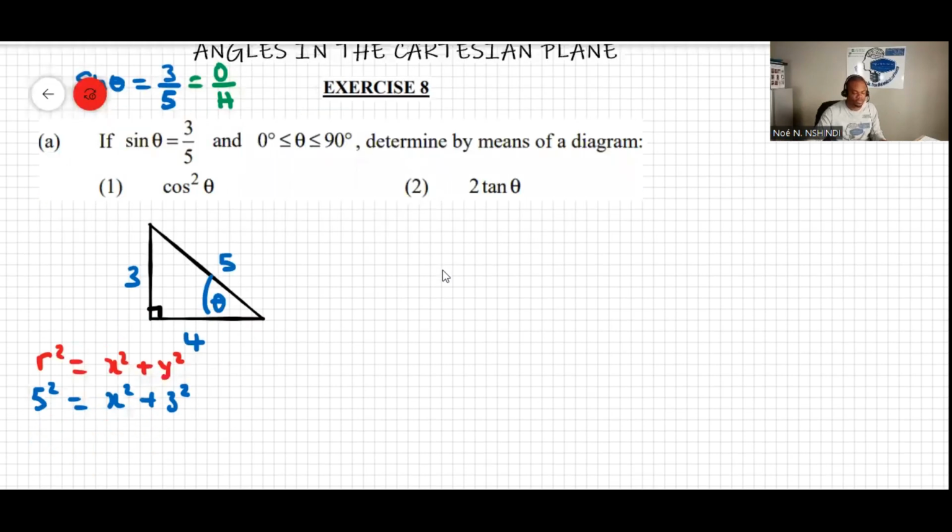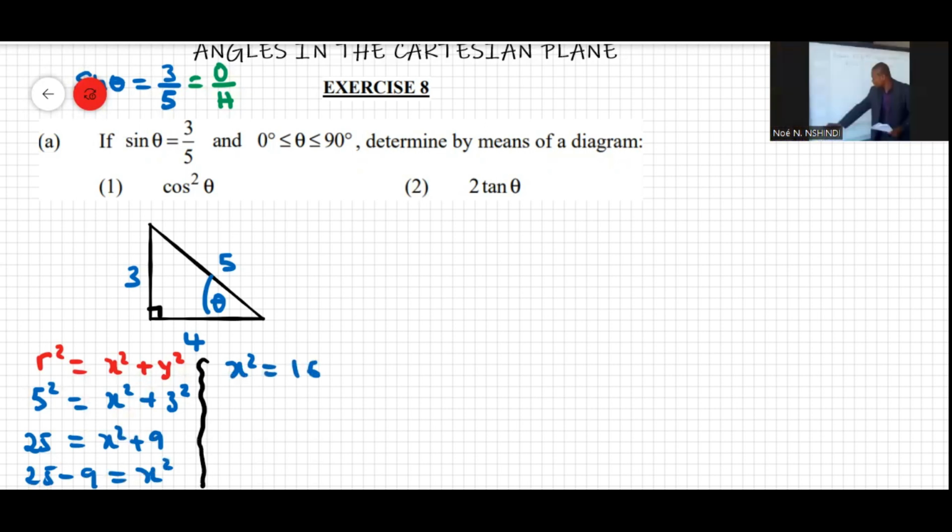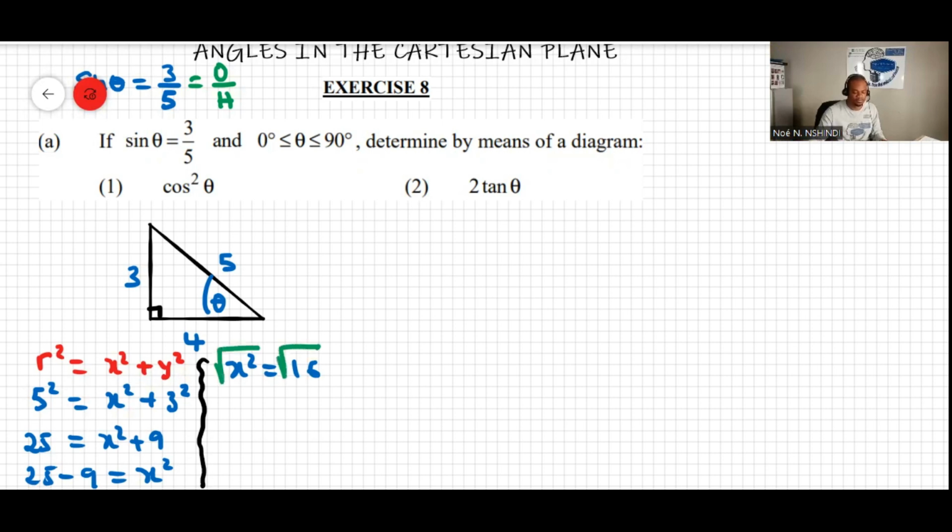5 squared is 25, equal to x squared plus 9. So if I move 9 over, x squared equals 16. Then to get the value of x, we can just square root both sides. Then x will be plus or minus 4, but sides are always positive, so it's going to be 4. So that's why we said this part is going to be 4.